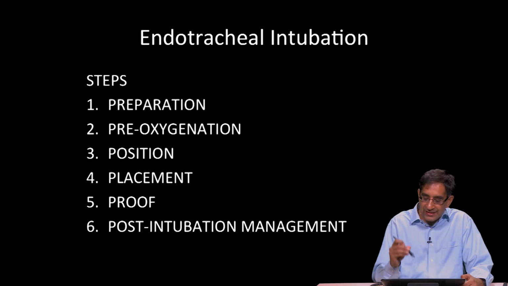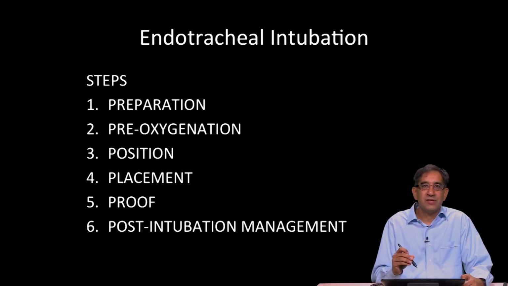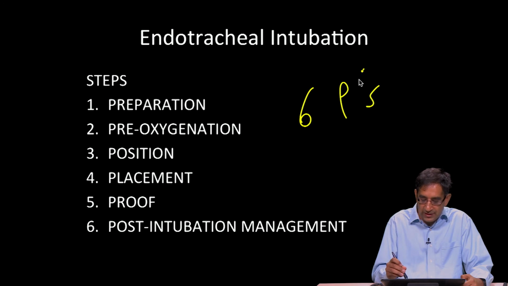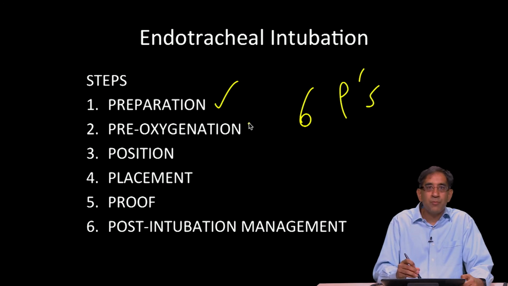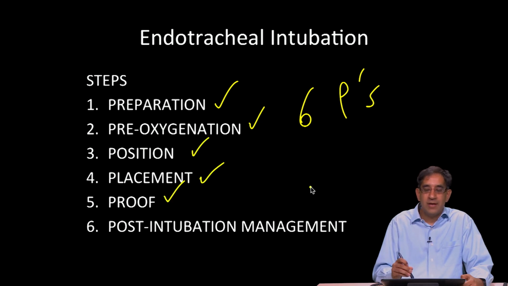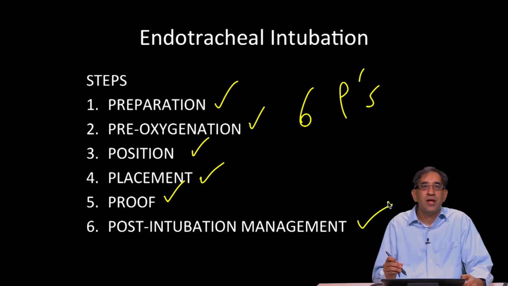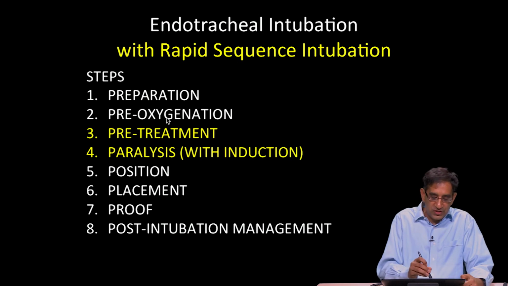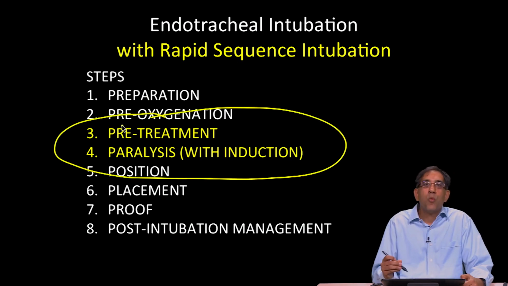So to summarize, if we're not performing rapid sequence intubation, there are 6 Ps to endotracheal intubation: preparation, preoxygenation, positioning, placement, proof, and finally, post-intubation management. When we're using rapid sequence intubation, we're going to insert 2 more Ps: pretreatment. Remember, pretreatment with either lidocaine, atropine, or an opiate like fentanyl, depending on the patient's condition. And then we're going to paralyze the patient with either rocuronium or more commonly succinylcholine.